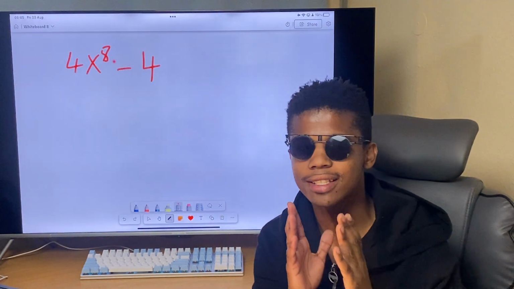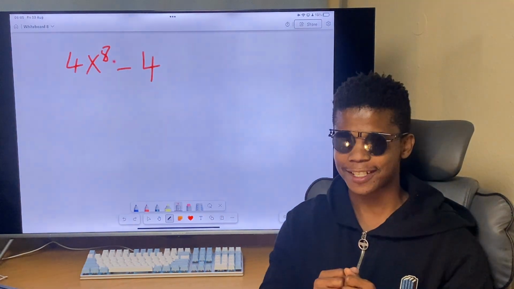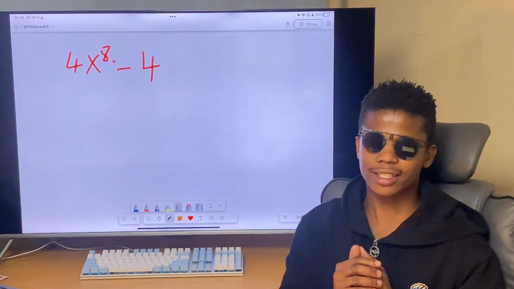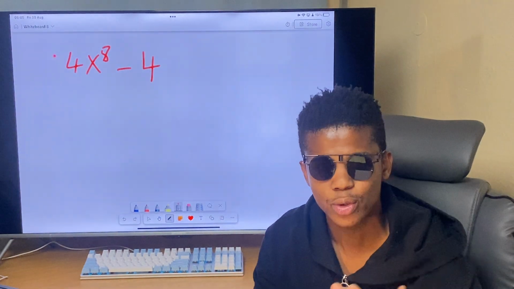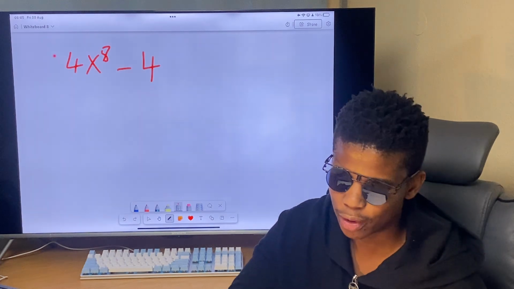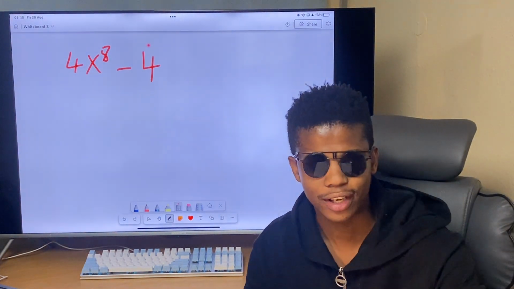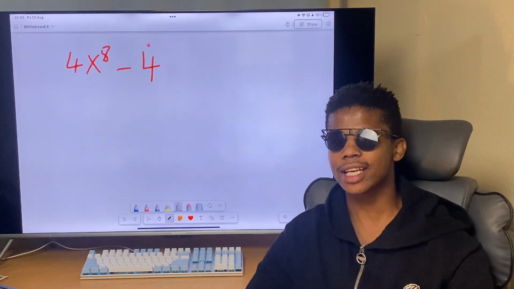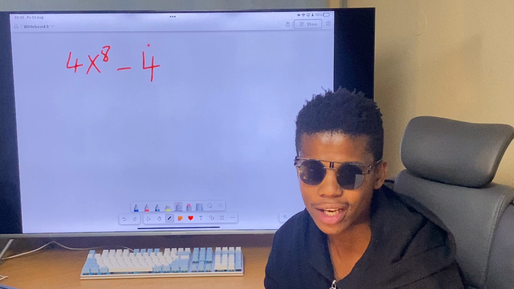The most important type of factorization is to check if there's a common factor. We can agree that 4 is a perfect square which can be used in difference of two squares, and also this can be used as a perfect square in the difference of two squares. But we need to take out a common factor first. It doesn't matter whether it's a perfect square or not.